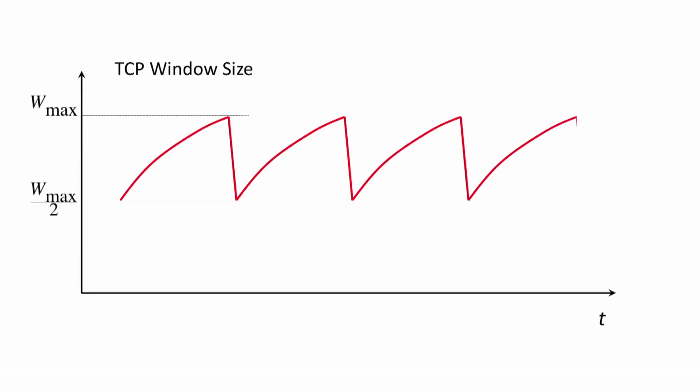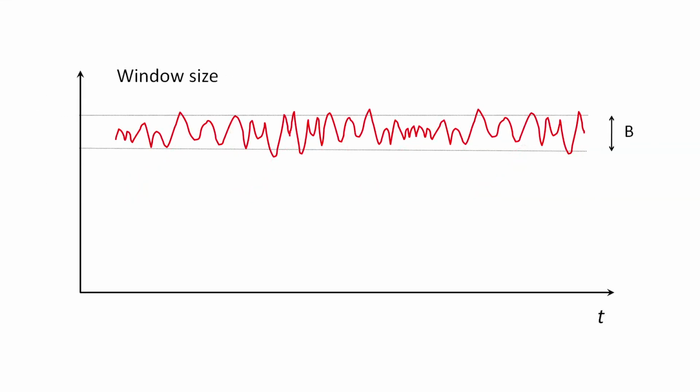The size of this sawtooth is equal to the buffer size provided by the rule of thumb to ensure that the buffer never goes empty and the output link always remains at full utilization, even when the transmission rate is reduced. The rule of thumb can be applied when there are a few TCP flows on a link, but with more and more flows, the size of the aggregate TCP sawtooth becomes smaller and the required buffer size reduces.